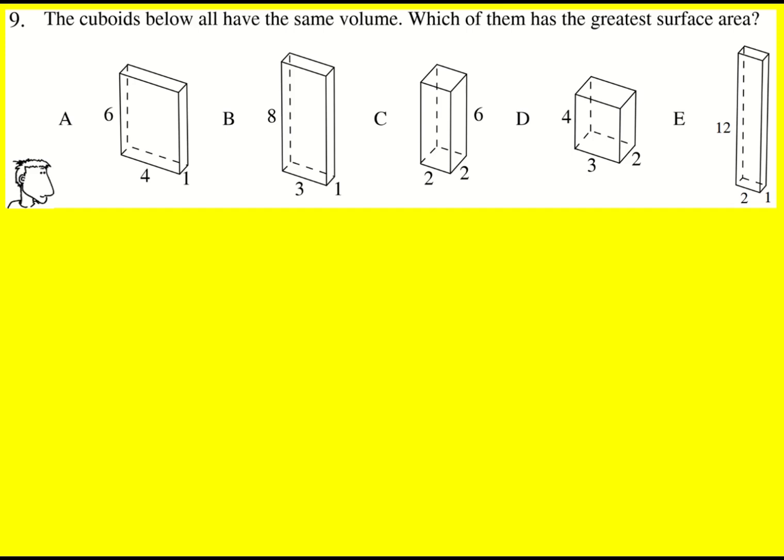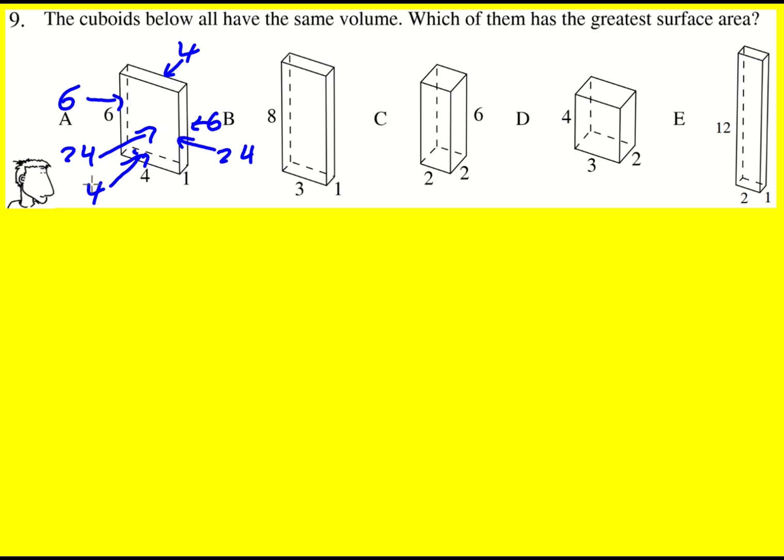One way of doing this question is to work out the surface area of each cuboid. So I'll just demonstrate how we could do this. The bottom face is going to be 4 times 1, so 4, and the top face will also be 4. The left-hand face, 6 times 1, so 6, and the right-hand face, which leaves us the front, 6 times 4, 24, and the back as 24.